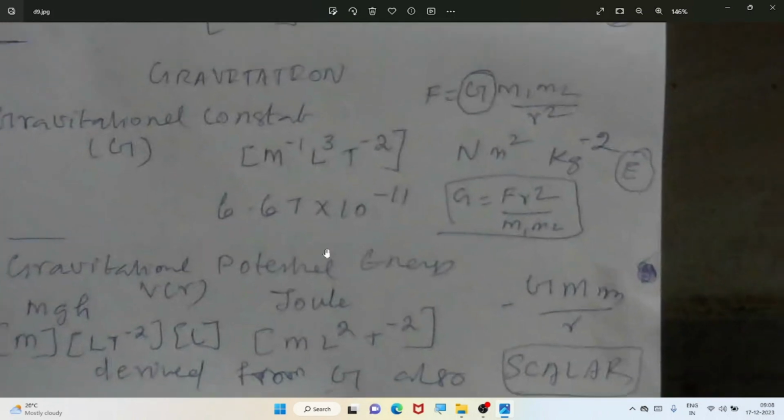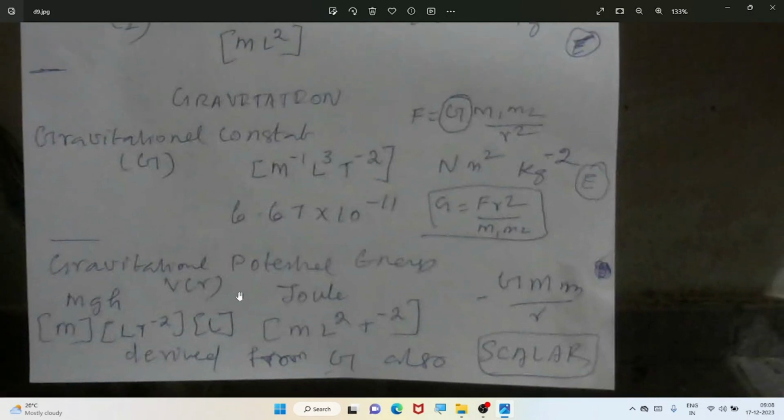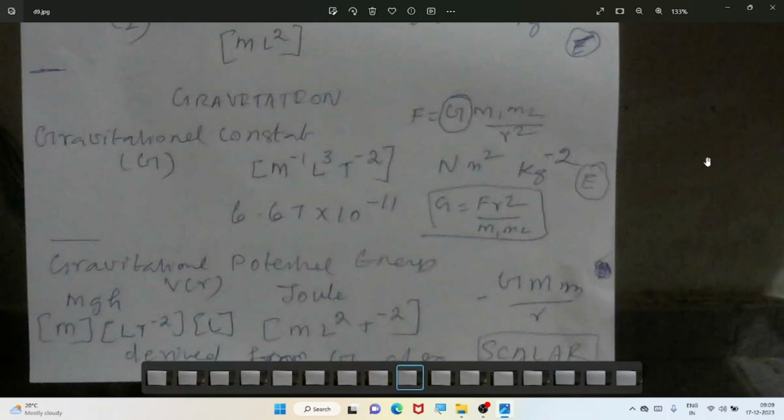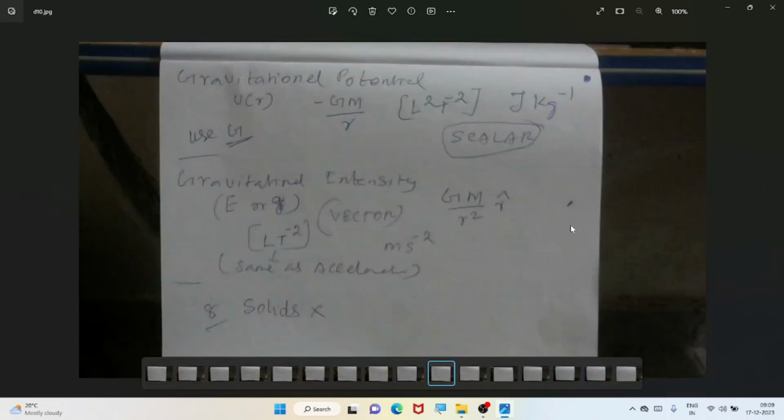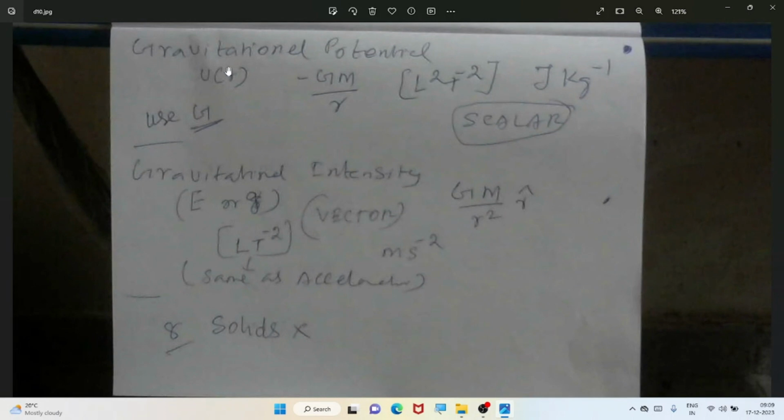Gravitational potential energy is the same as energy. If you use mgh, you will get the same thing. Gravitational potential: using the formula from G, the gravitational constant, we can find the gravitational potential dimension. If you use the G dimension here, you will get this.